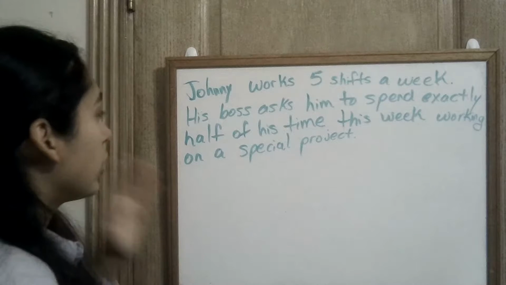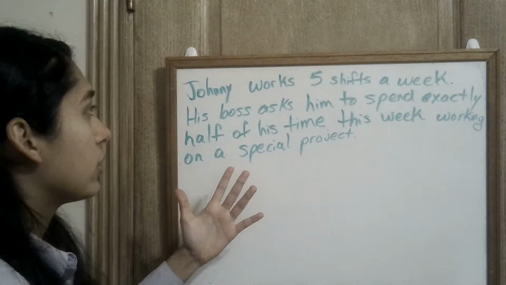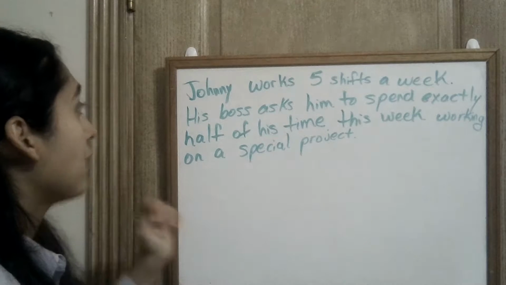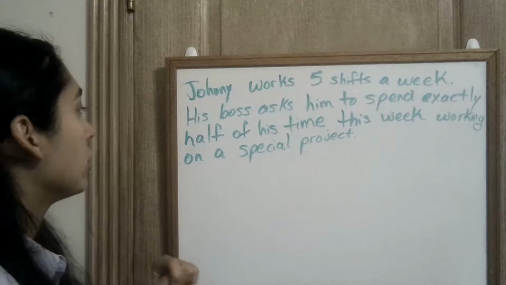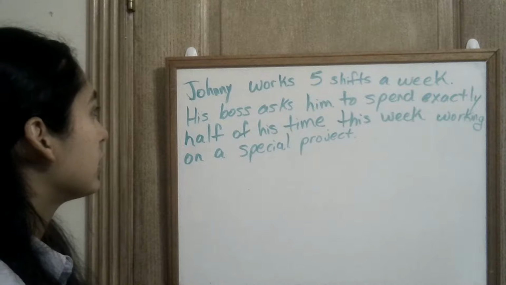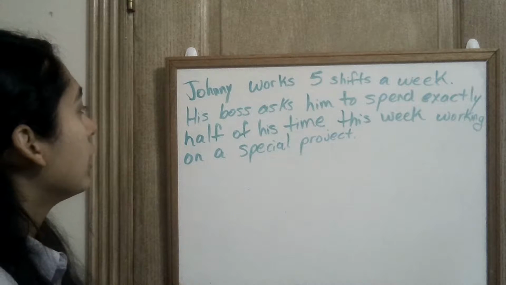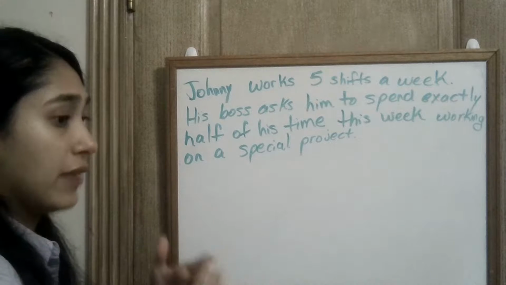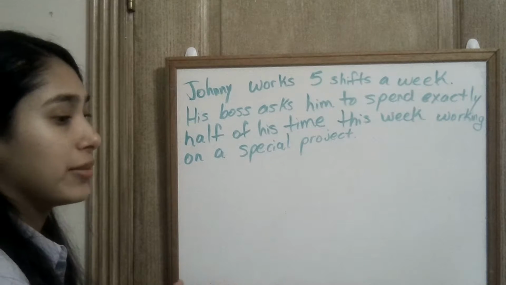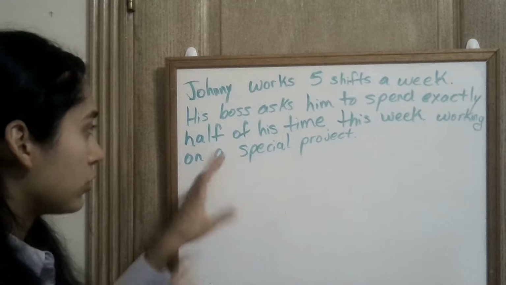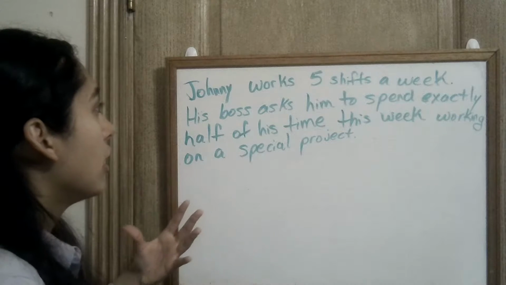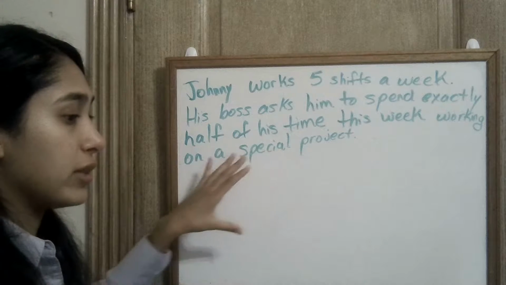So we have Johnny, he works 5 shifts a week. His boss asked him to spend exactly half of his time this week working on a special project. Okay. Well, thank goodness that this boss isn't too much of a micromanager. It's much easier to calculate half of your time versus 3/7 of your time. So now here comes the question. And with the question, we will then know how to set up the rest of the information.